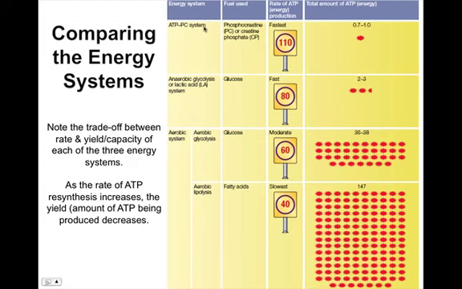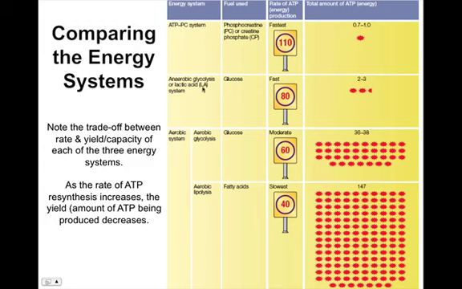So the ATP-PC system, the fuel used is phosphate creatine, and we can see here that the rate that it can resynthesize ATP is very, very quickly. The problem being is that it has a low capacity. It only produces this much ATP.